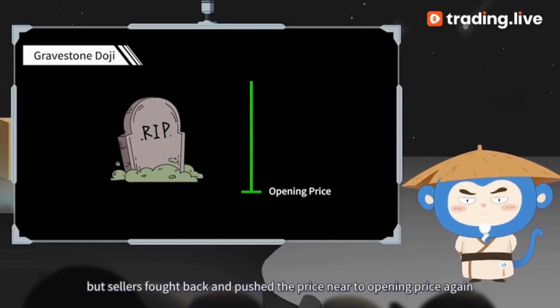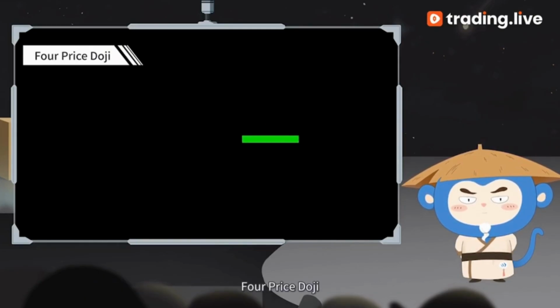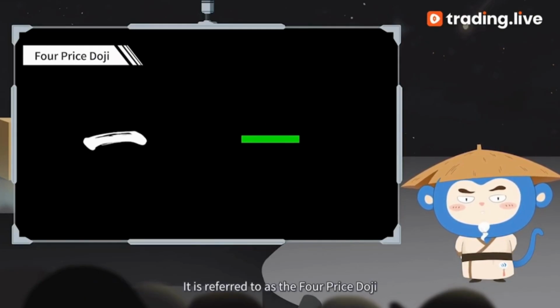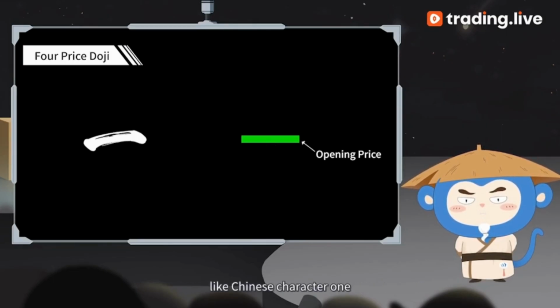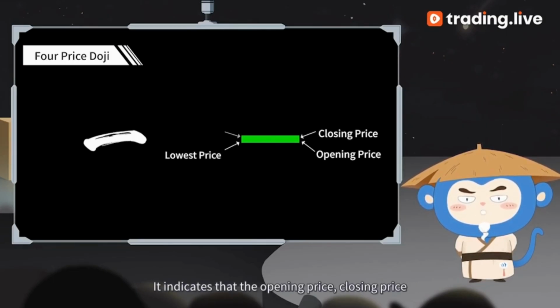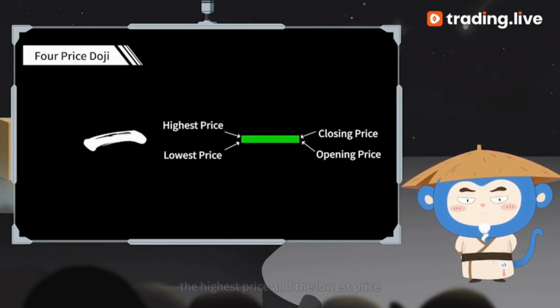price again. Four-price doji. It is referred to as the four-price doji, for it has no or short upper shadow and lower shadow, like the Chinese character one. It indicates that the opening price, closing price, the highest price, and the lowest price are almost the same.